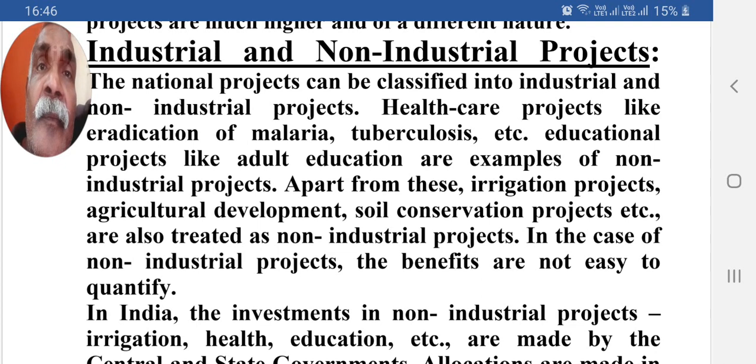This healthcare project is the project to eradicate some disease like malaria, like tuberculosis. Educational project. This is also not an industrial project. This is also a non-industrial project. In educational projects, we take into consideration adult education, which is a non-industrial project. Another is the irrigation project, agriculture development, soil conservation projects. All these are treated as non-industrial projects.